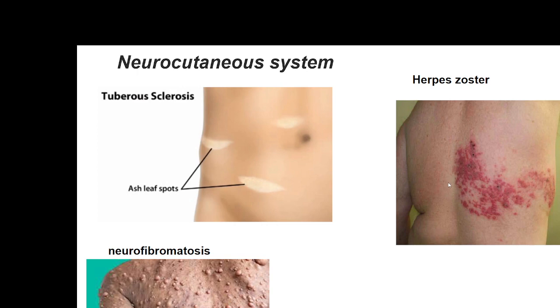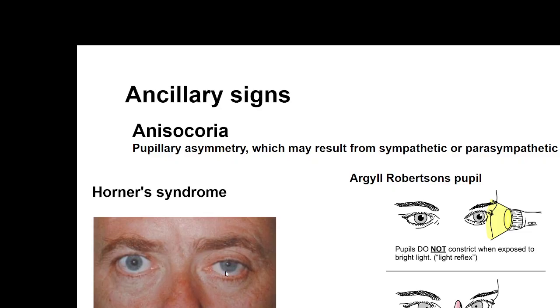Herpes zoster, where there could be eruptions at a specific segment of the nerves. Neurofibromatosis, where the nerve endings have a fibrous mass, and then it may be seen as lesions over the surface of the body. So examination of these is also important. That's about the examination of the nervous system in brief.